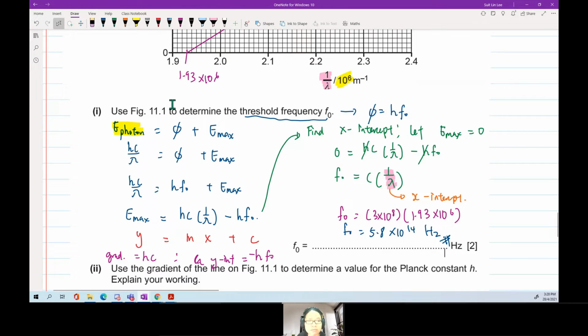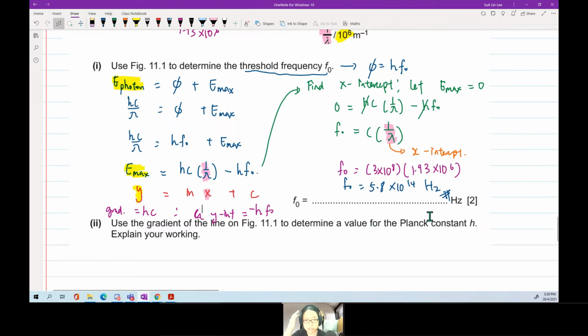So this linearizing thing you can do, or you can just immediately sub Emax as 0. So when Emax is 0, 1 over lambda is equal to f0 over c. And then you can find this one and put inside. All right, so just be mindful that right now, your y looks different, your x looks different. But you can just treat this as a single thing. Compartmentalize, okay? Use the gradient to determine the value of Planck constant.